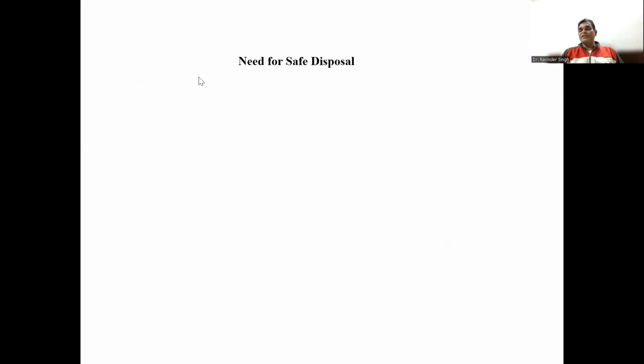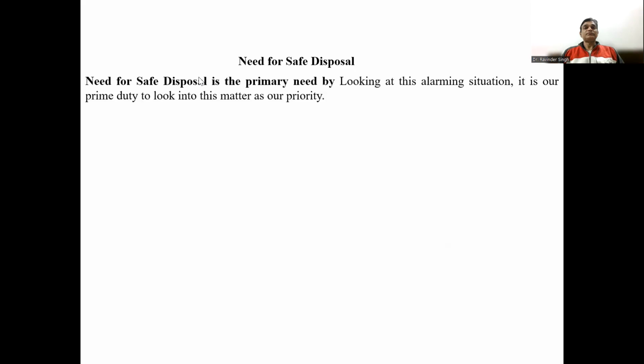What is the need of the safe disposal? Because if we dispose of the different chemicals anywhere on the earth surface, it causes soil pollution. If we dispose of the chemicals anywhere else, it will also cause air pollution and soil pollution. If we dispose of radioactive substances anywhere else, it may even cause the death of animals to a large extent. So the need of safe disposal is the primary need of the hour.